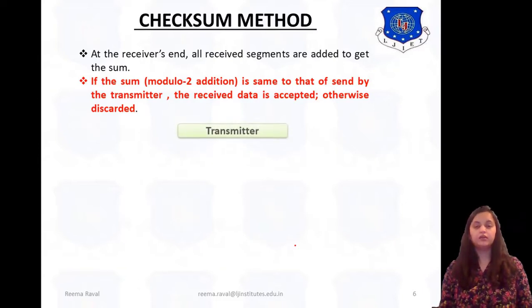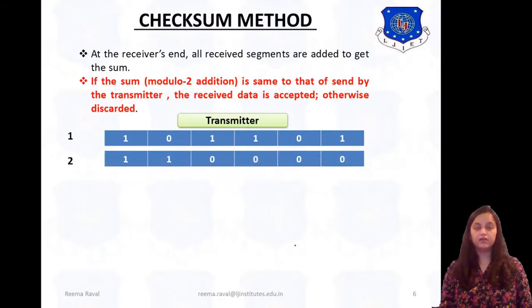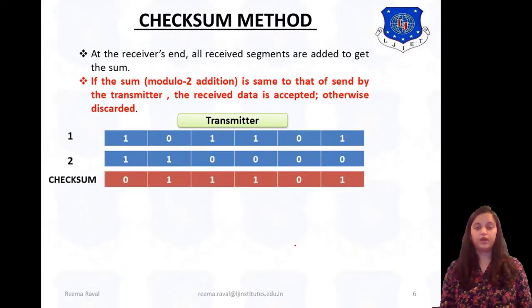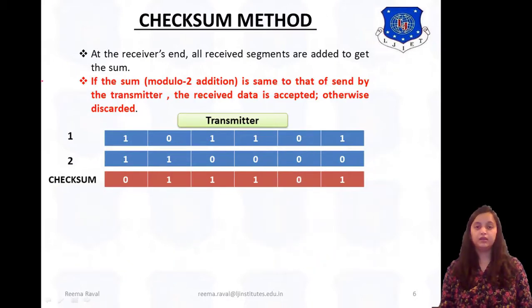Okay. Let's say for example, the transmitter sends the first data, which is 101101, and the second data is 110000. Okay, so now the transmitter will produce the checksum of these two consecutive data. That means it will perform the modulo 2 addition of the respective elements. So the checksum will be 011101.